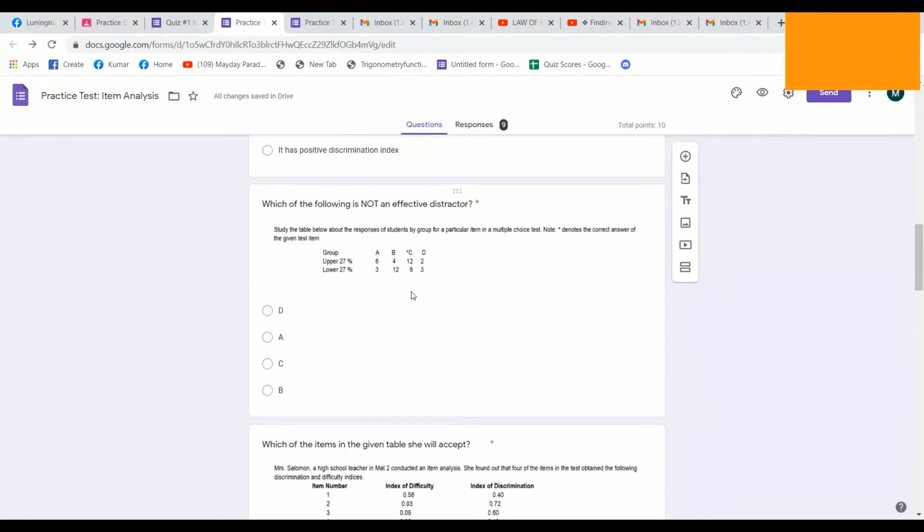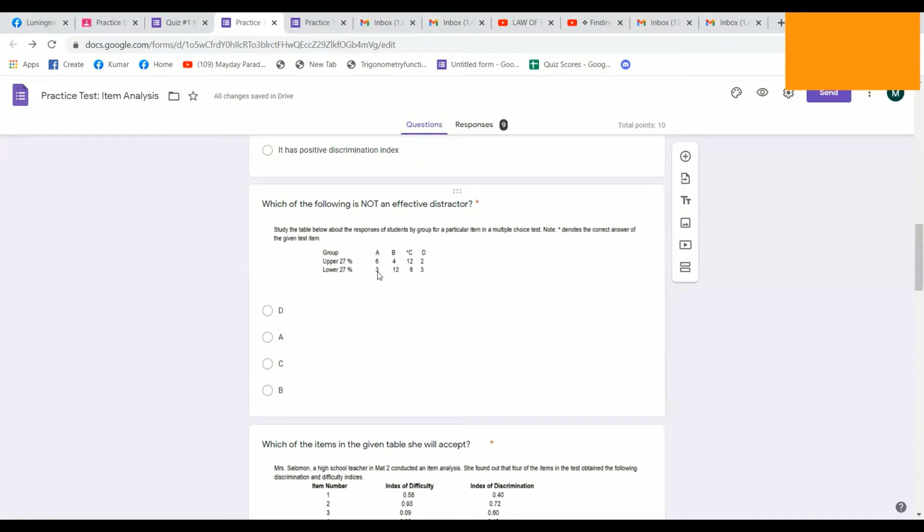Which of the following is not an effective distractor? We can say that a distractor is effective if it attracts more students in the lower group than in the upper group. If we look at D, it attracted more in the lower group, so that's a good distractor. Also with B, more students in the lower group selected it, so that is also a good distractor.